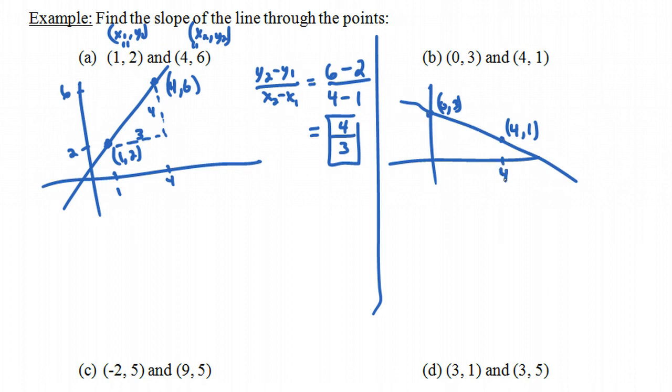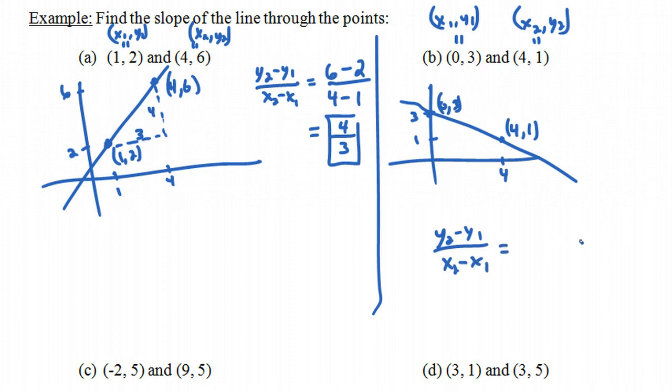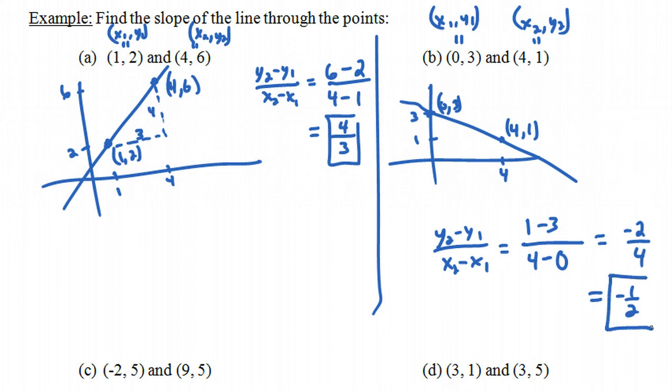Okay, so here's 4, there's 1, there's 3. Again, we have to call one of these points x1, y1, call the other point x2, y2, and let's plug it into our formula, y2 minus y1 over x2 minus x1. What we end up with is, well, y2 is 1, y1 is 3, over x2, which is 4, minus x1, which is 0. And notice what we end up with is negative 2 over 4. Now, if we reduce that, we get negative 1/2. So the slope is negative 1/2.